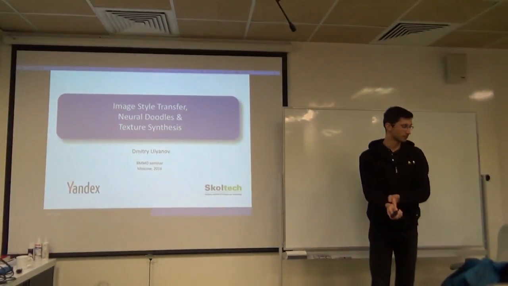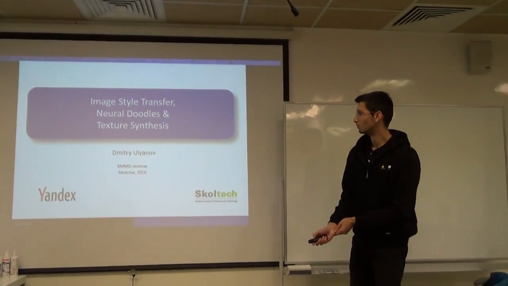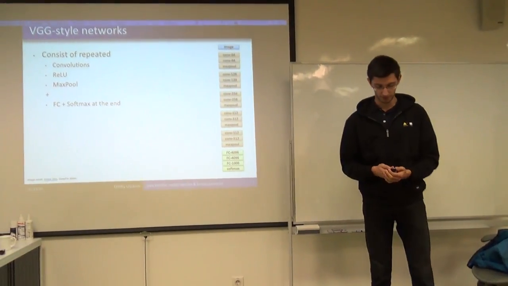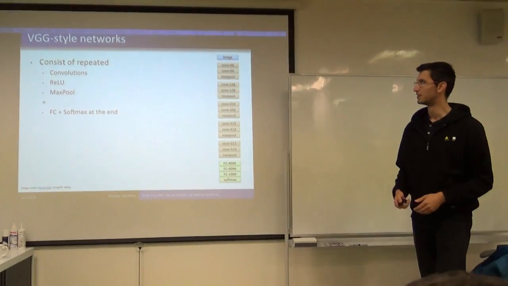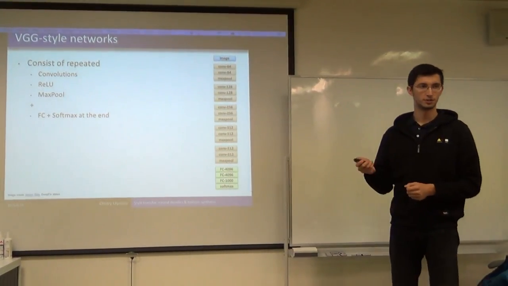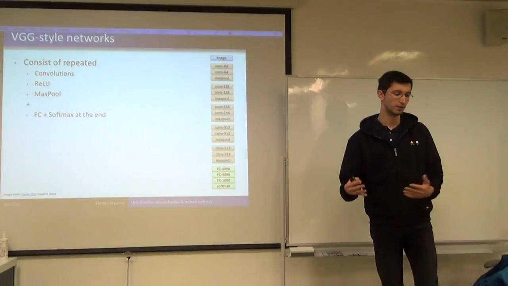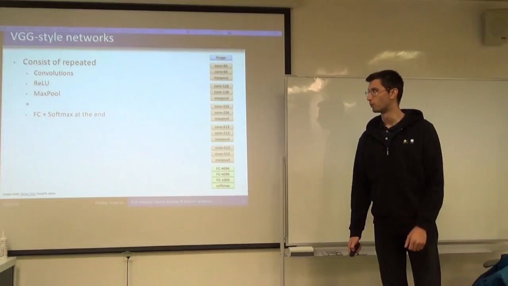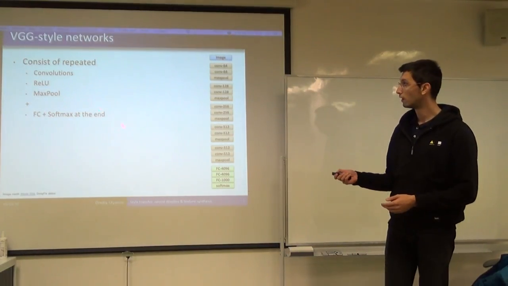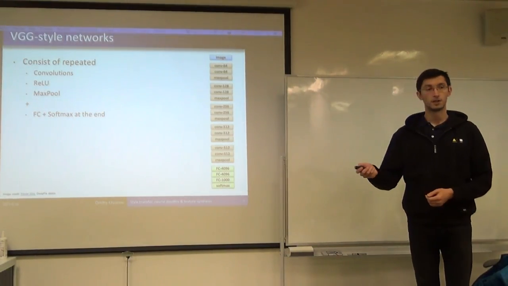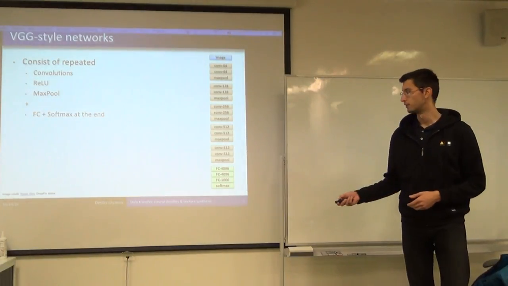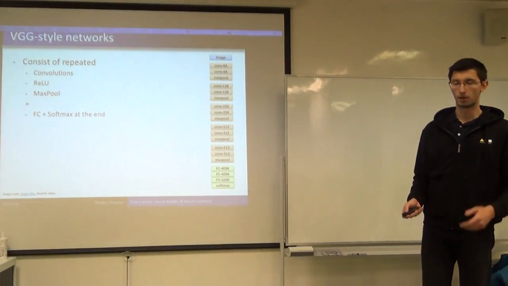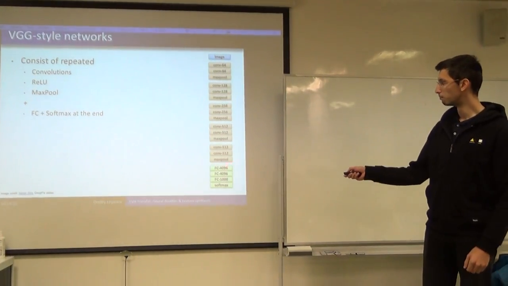Okay, thank you for the introduction. So, I assume everybody knows about neural networks, but to be on the same page, I will mention VGG style networks that were actually trained for classification into 1,000 classes. They performed very well, and basically they consist of convolutions, non-linearities, and max pooling, repeated, and then there are some fully connected layers and a softmax. But basically we will use only this part of the network.